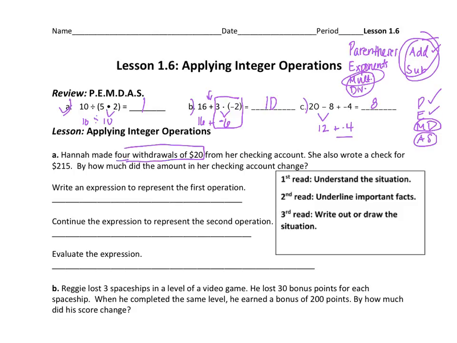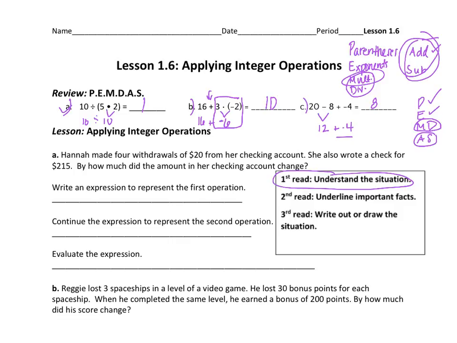So this is really important. Actually, I should probably follow my directions here first. So first read, you always want to read word problems 3 times, because studies say it actually takes 3 times to comprehend what the question's asking and to really get a good grasp of what you're dealing with. So first read. So we'll read it. It says, Hannah made 4 withdrawals of $20 from her checking account. She also wrote a check for $215. By how much did the amount in her checking account change?